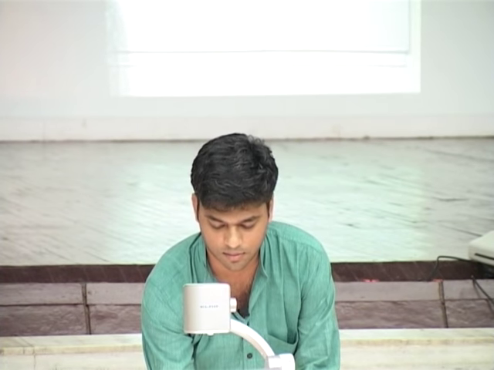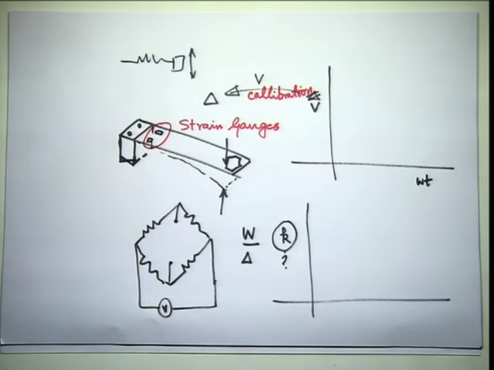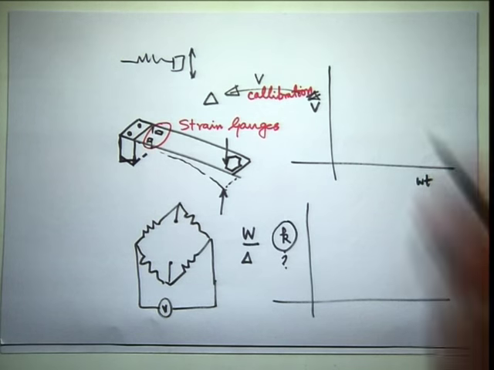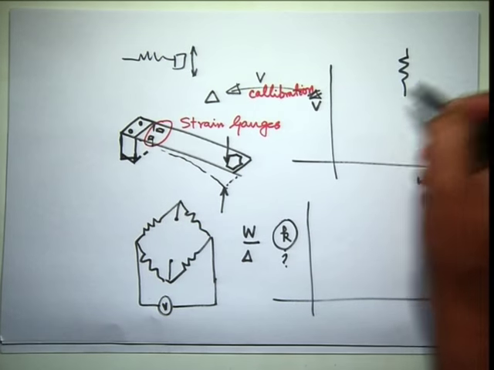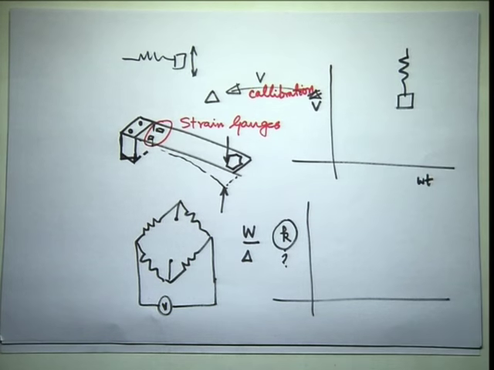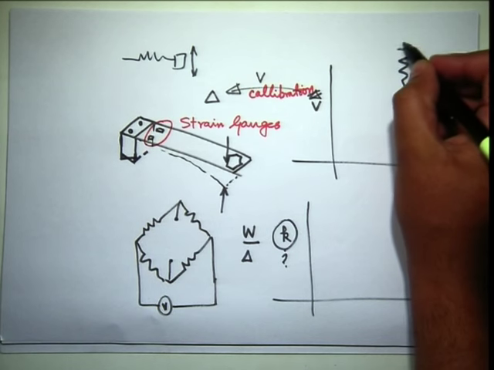Is my spring going to be like this? And my weight sitting here and it going like this? Sir, it would be elasticity of the beam. Yeah, it is related to the elasticity of the beam, but you're talking about a vertical spring, right? Some mass and a vertical spring. Is this what you're talking about?